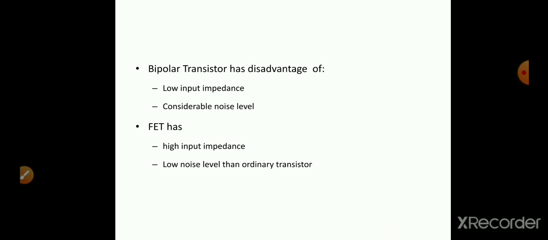This advantage of FET is utilized for the IC fabrication process. So the disadvantages of BJT are low input impedance and considerable noise level. These are overcome by the field effect transistor. So field effect transistor has high input impedance and low noise level.